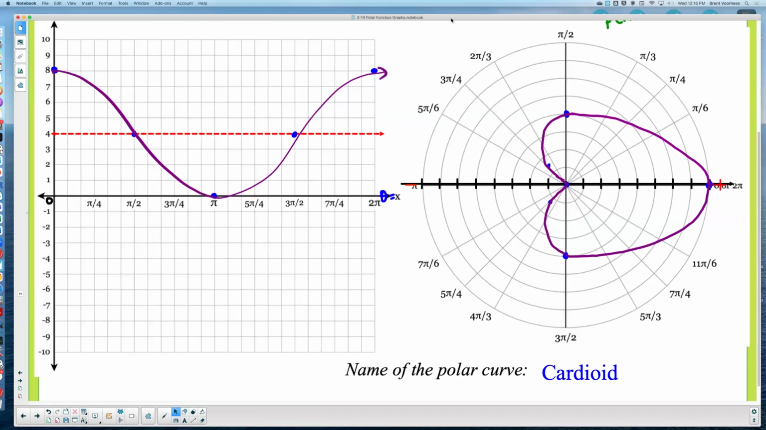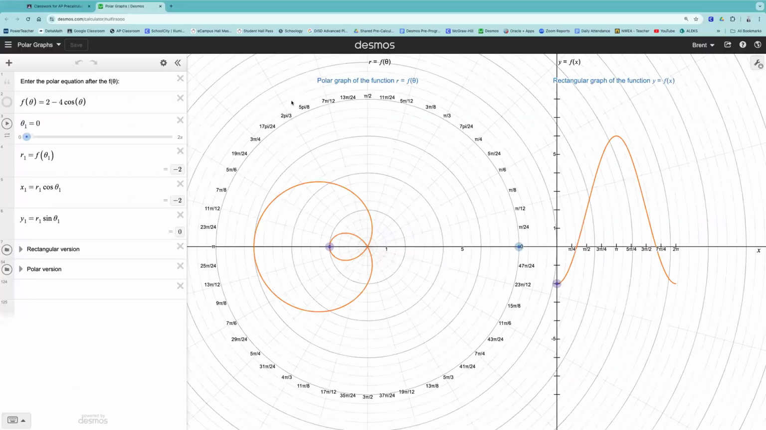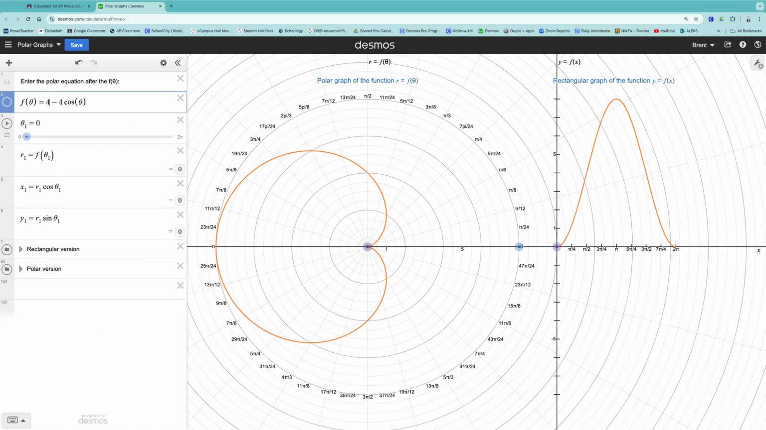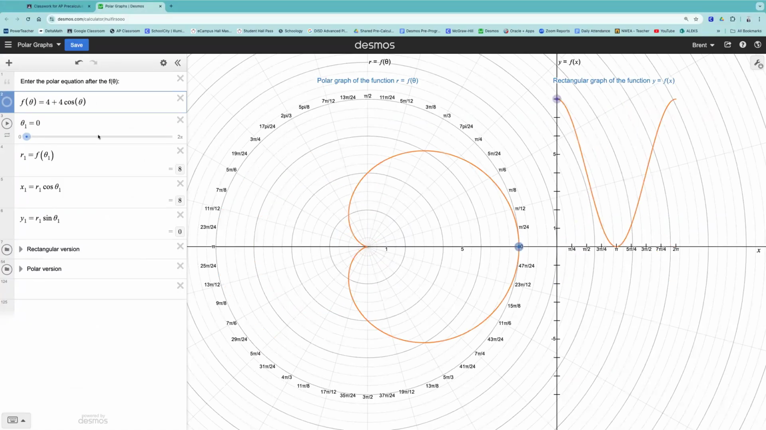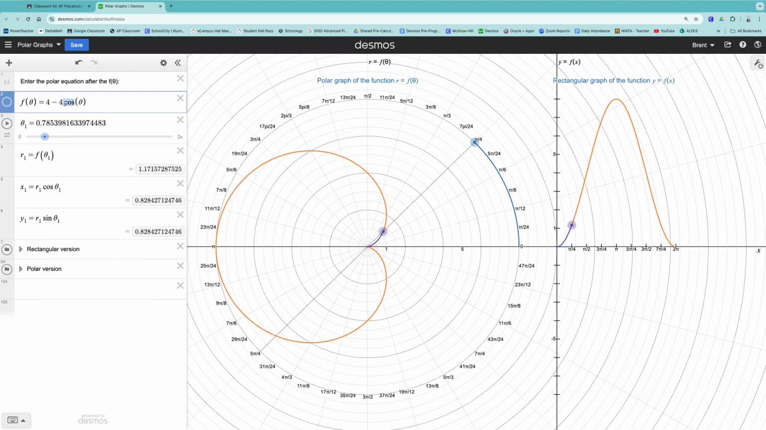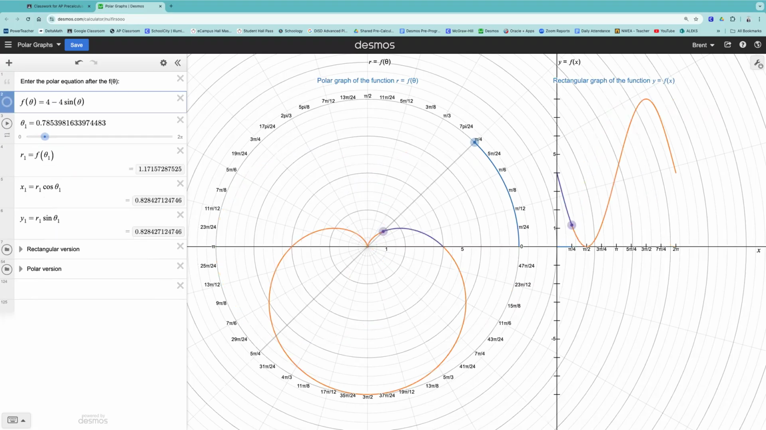Let's go look at it in Desmos. The equation was 4 plus 4 cosine. You see how now it looks a little bit more like a heart? The thing it's missing is the point on this end. It's not pointed, it's rounded. But everything else looks like a heart. If you don't think it looks much like a heart, change this to a negative sign. If I change it to 4 minus 4 sine, see, it looks a little bit more like a heart, doesn't it?